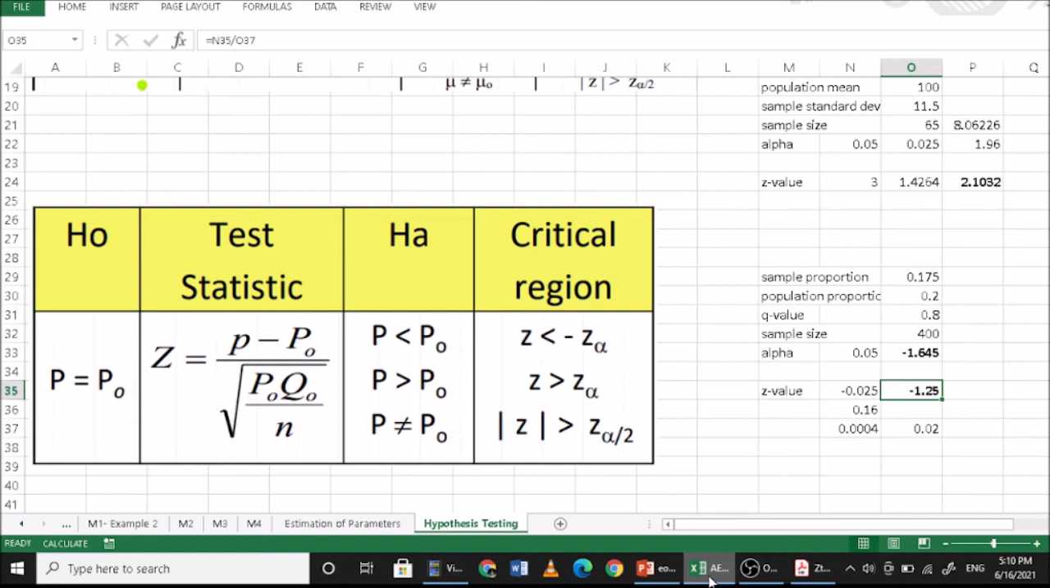Oh wait. Oh, it should be z alpha over 2, because it's 1.96. Still, this is negative 1.96. So negative 1.25 is greater than negative 1.96. My bad. Two-tailed testing. Two-tailed test. Okay. So negative 1.25 is greater than negative 1.96. So we do not reject the null hypothesis.